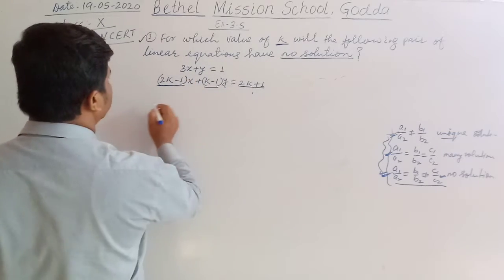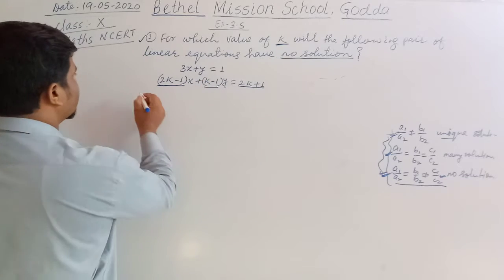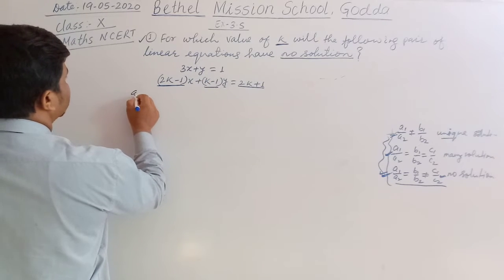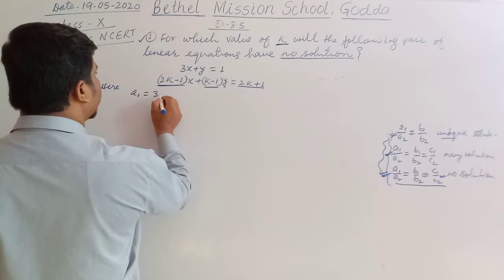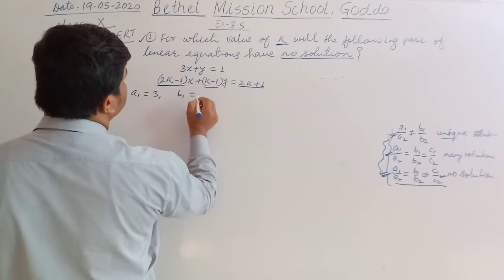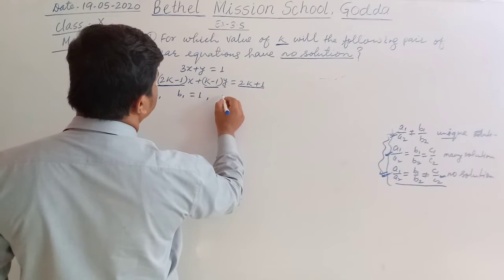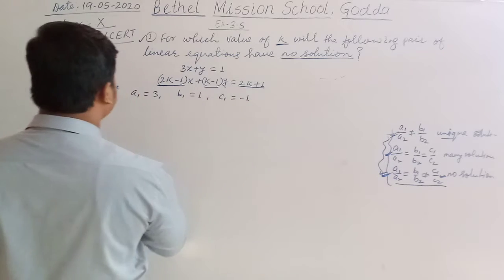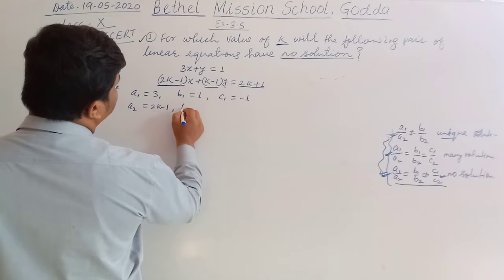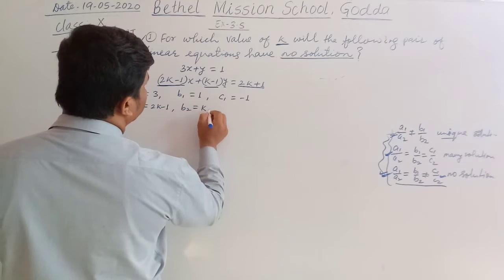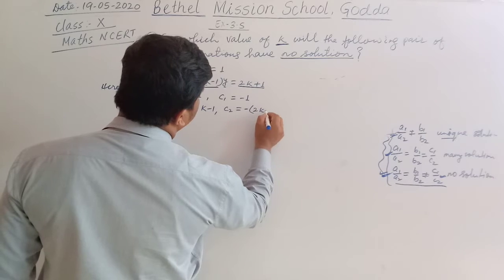First question, this is the question. First of all, we will note down all the coefficients of x, y and the constant part. There is a1 equal to 3, b1 equal to the coefficient of y, which is 1. c1 is, when 1 goes to that side, c1 will be minus 1. a2 is 2k minus 1, b2 is k minus 1 and c2 is minus 2k plus 1.